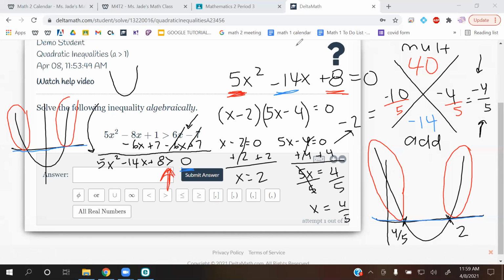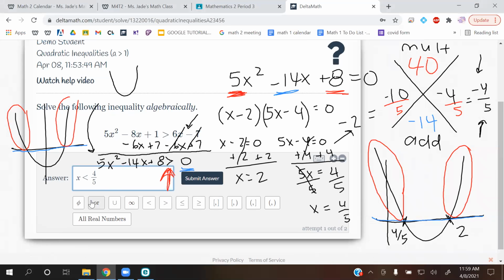So how do we express this in our answer? Well, 4/5 and everything to the left of it. So it's x is less than 4/5, and then you use the word or to separate it. Give me a second. There we go. Now press or. So x is less than 4/5. That's everything to the left of this. And then the right side: this is everything to the right of 2. So I'm going to say x is greater than 2.